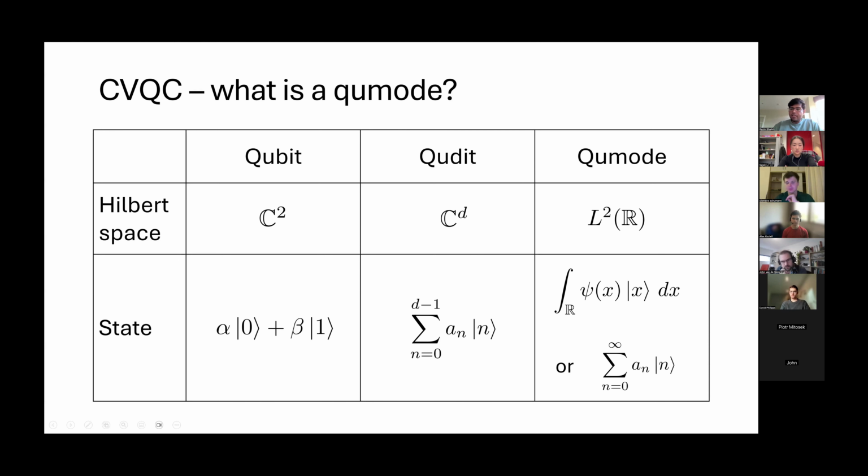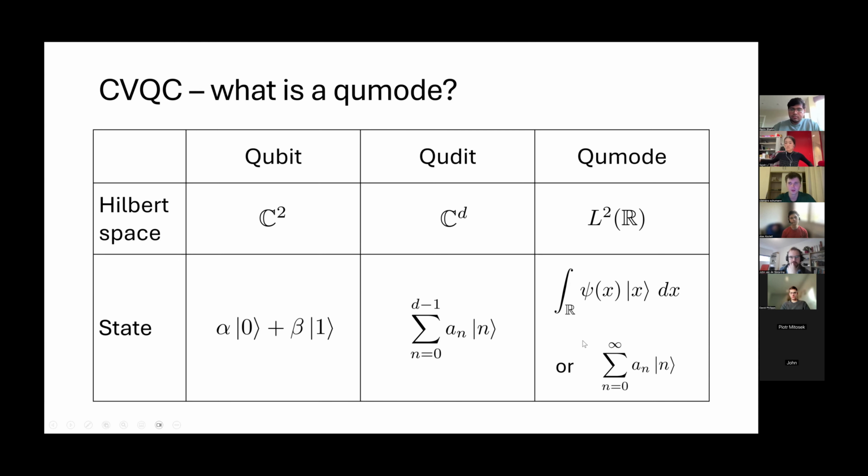Alternatively, you can have discrete infinity, where your basis states are these Fock states that take values in the natural numbers. So these Fock states go from 0 to infinity, and you can describe a state here like that. This is closer to qudits, which is also discrete.